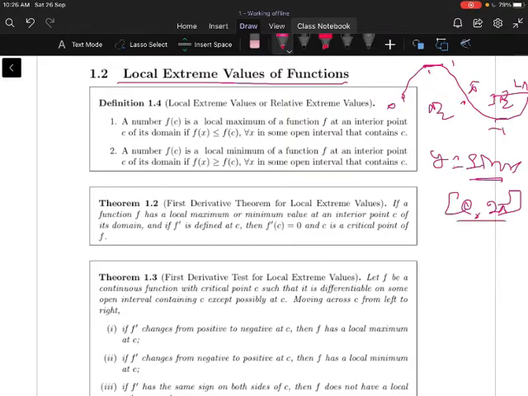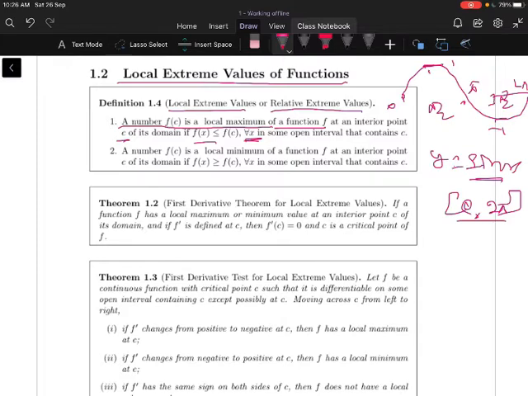Now let us move to the definition of local extreme values, or you can call them relative extreme values. A number f of c is said to be a local maximum of a function f at an interior point c of its domain if for all x, f of x is less than or equal to f of c. Then we can write f of c is a local maximum value of the function f.